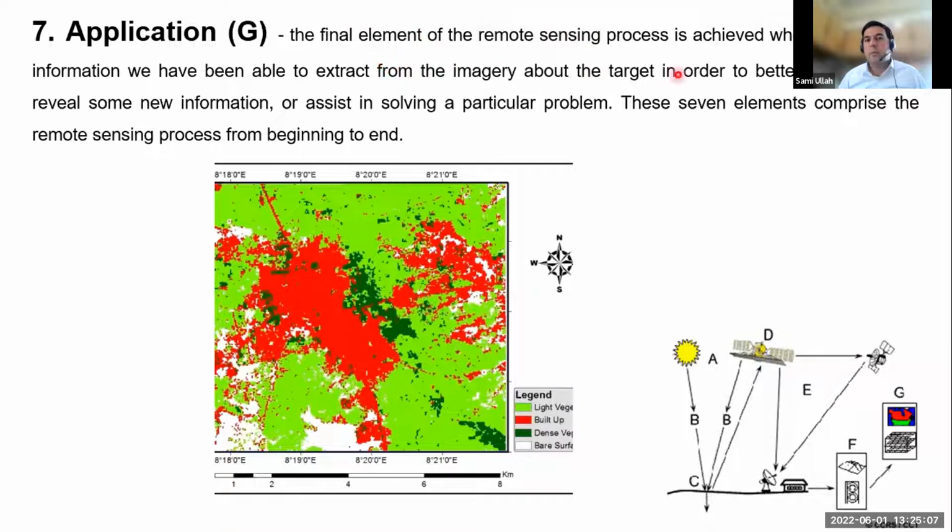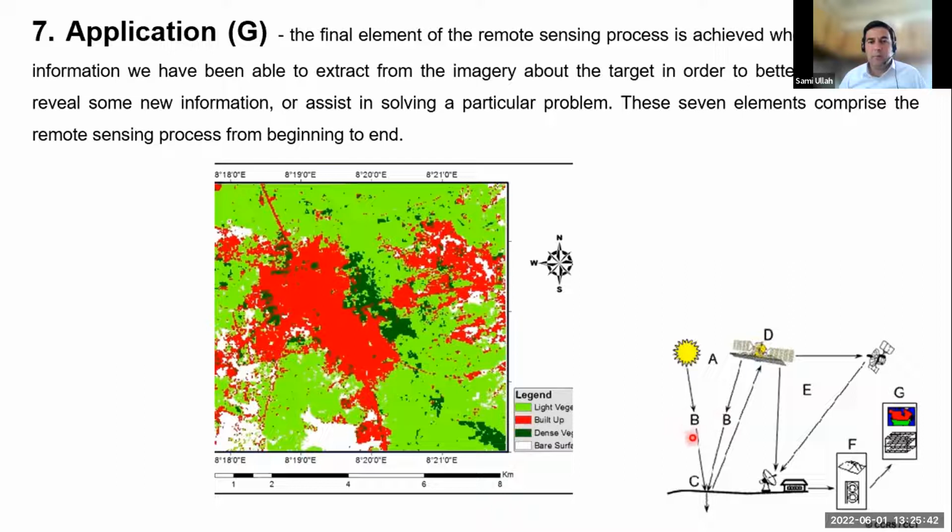So the 7 elements comprise the remote sensing process from beginning to end. The process is composed of 7 elements. For example, the electromagnetic source, which is the illumination source, emits electromagnetic radiation, and then it comes to the atmosphere. In the atmosphere, it has interaction.